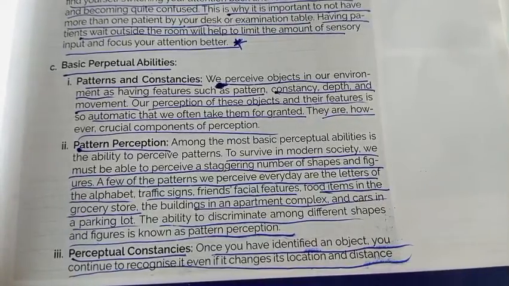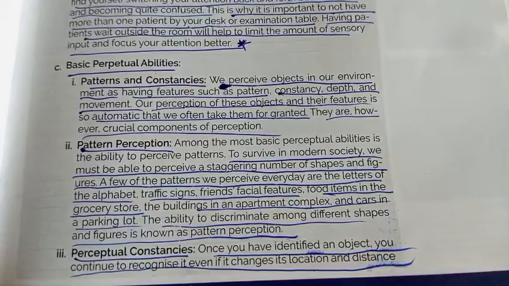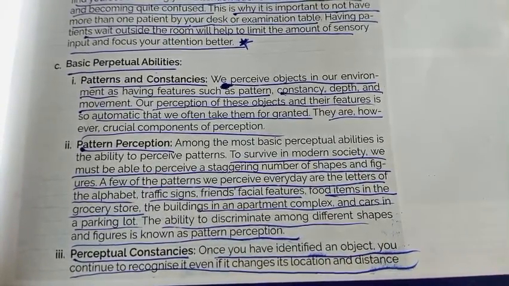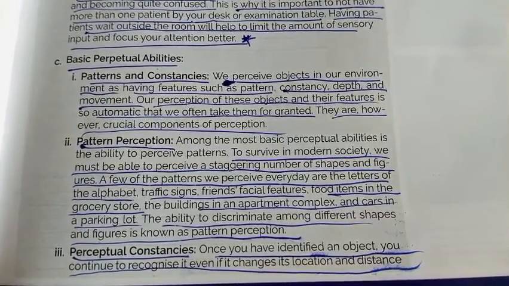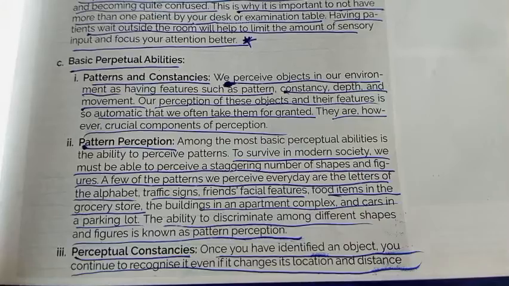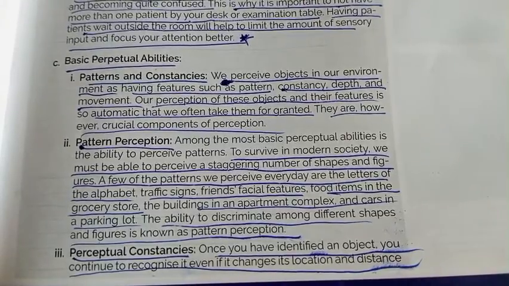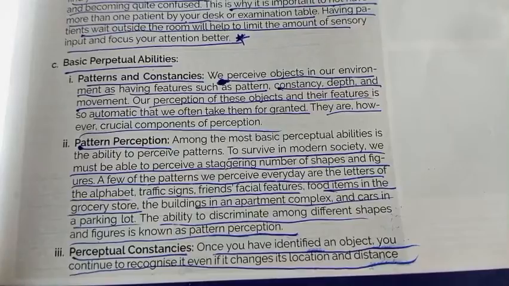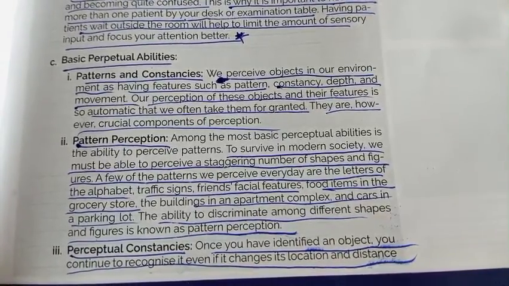Basic perceptual abilities, pattern and constancies. We perceive objects in our environment as having features such as pattern, constancy, depth, and movement. Our perception of these objects and their features is so automatic that we often take them for granted. They are, however, crucial components of perception.